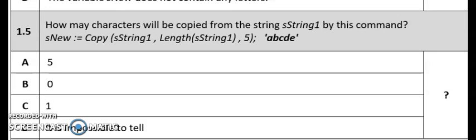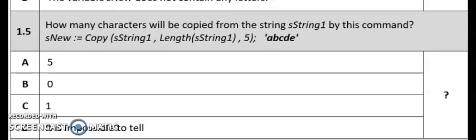Question 1.5: how many characters will be copied from the string by this command? Okay, copy from string 1, starting at that position over there. In this example, I'm also going to try and show some of the multiple choice tactics one should have, and I think that's true in any subject, no matter what the material is. This one's very tempting to get caught out, because it's saying, copy from the string, the length of the string, comma 5, so we know that that's right. Copy from that position 5 characters. So it says how many characters will be copied.